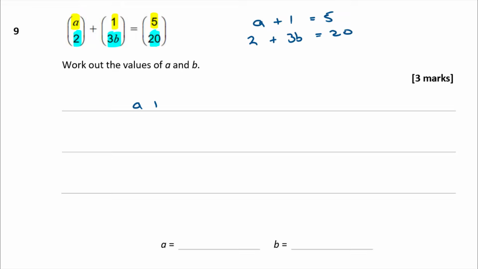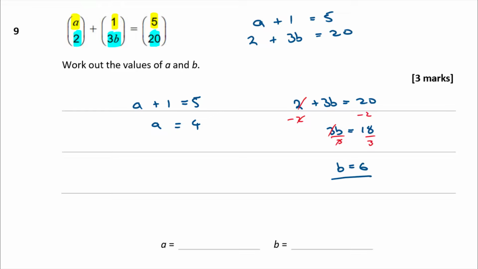So I've got A plus 1 is 5. That's going to give me A is equal to 4 then, taking 1 away from both sides. And I've got 2 plus 3B is equal to 20. So subtracting 2 from both sides, I'm going to get 3B is equal to 18. And then dividing both sides by 3, I'm going to get B is equal to 6 for that one. So A is 4 and B is 6.